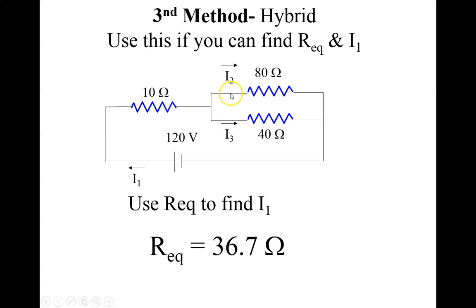That's not going to give me these currents, because I've essentially collapsed them. You remember when I converted this into a single resistor? When I do that, I lose my resolution, per se, and all I can look at is I1. Using V equals IR, 120 volts equals I1 times 36.7, and we get that I1 is equal to 3.3 amps. Hopefully you followed me with that equivalent resistance bit. All right, so that's step one.